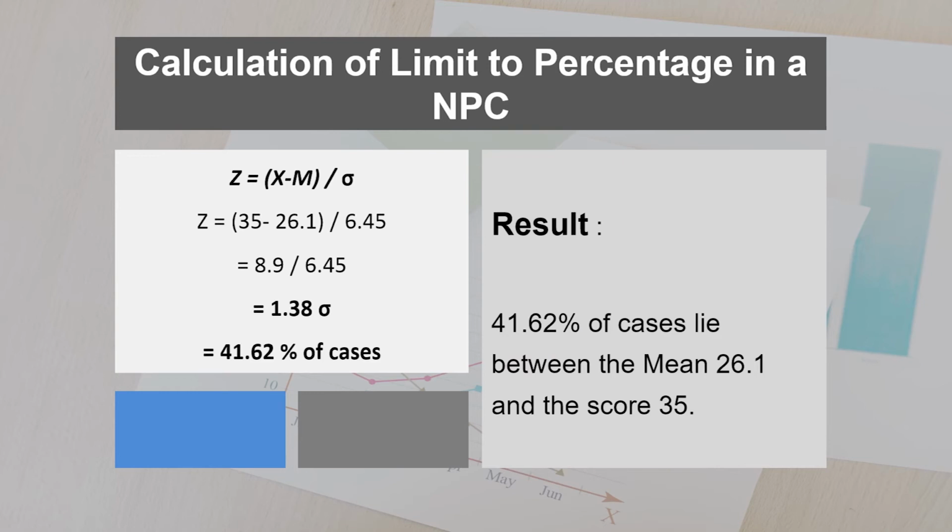Here you see 1.38 standard distance, or standard deviation, is equal to 41.62 percentage of the cases. So in result we can say that 41.62 percentage of the cases lie between the mean and the score 35. Okay. So the individual score was 35 and the mean score was 26.1. That's why two limits had been given, one is 26.1 and the other is 35. We just calculated the percentage of the cases that lie between the limits, and the percentage of cases is here 41.62. So this is the application where some limits are given and you have to find out the percentage.